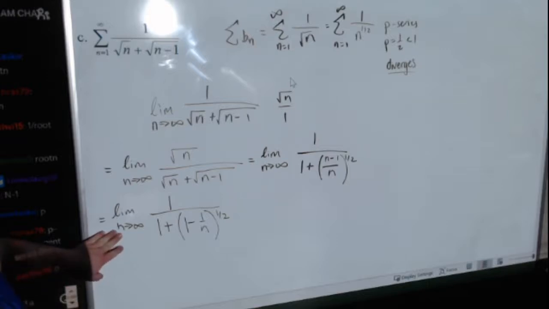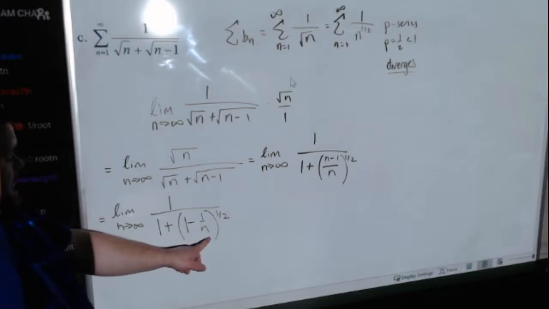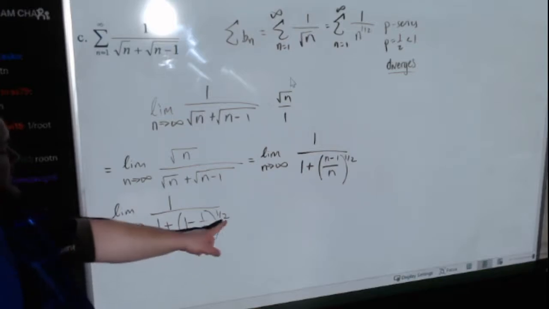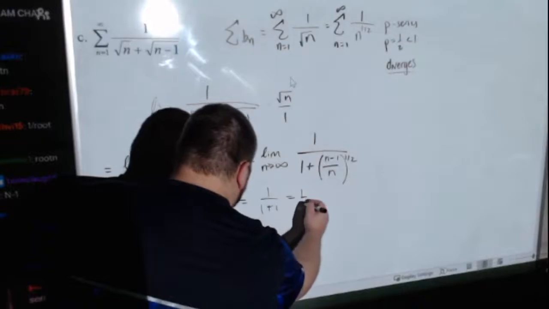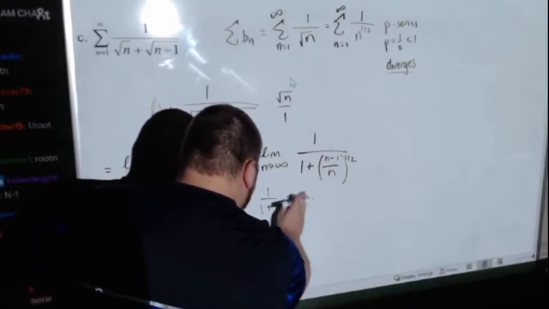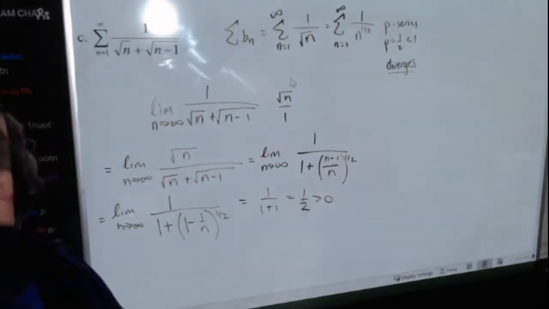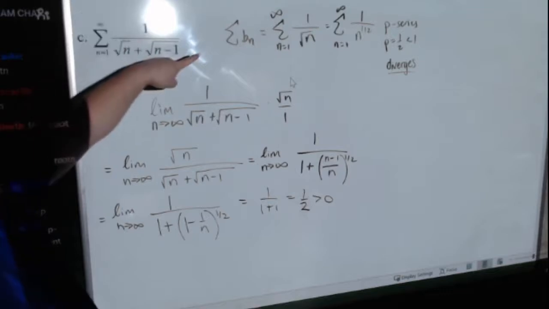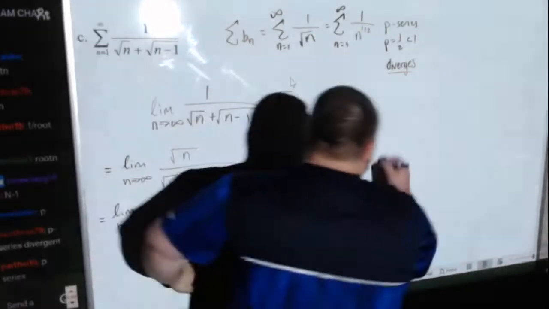If I apply the limit now, 1 over n goes to 0. 1 to the 1/2 power is 1. So I end up with 1 over 1 plus 1, or 1/2. That is a real constant. That is greater than 0. So if the series I came up with diverged, so does this one.